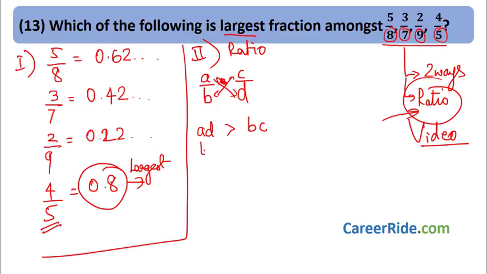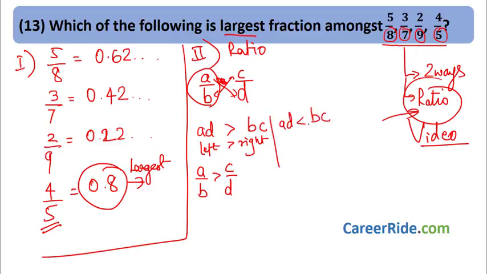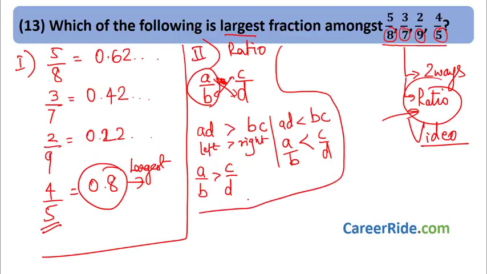that is, left hand side is greater than right hand side, so the left hand side fraction should be greater than the right hand side fraction. Which is the left hand side fraction? A by B. So A by B will be greater than C by D. Say if AD is less than BC, then right hand side is greater than left hand side, so the right hand side fraction C by D will be greater than the left hand side fraction, and if AD equals BC, both the fractions are the same.